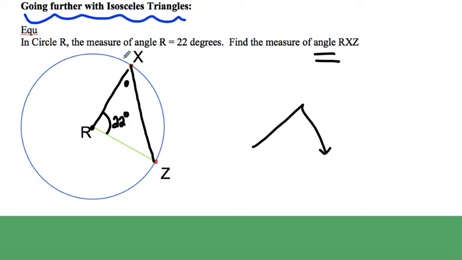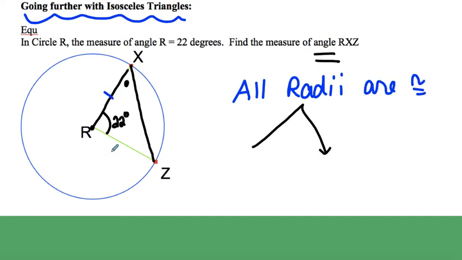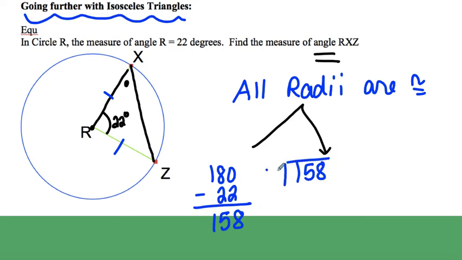Now, what you already do know about a circle is that all radii are congruent. So these two radii are congruent, which makes this an isosceles triangle. So all I'd have to do would be 180 minus 22, which is 158, and then 158 divided by 2, I think that's 79 degrees. And there you get the 79 degrees.